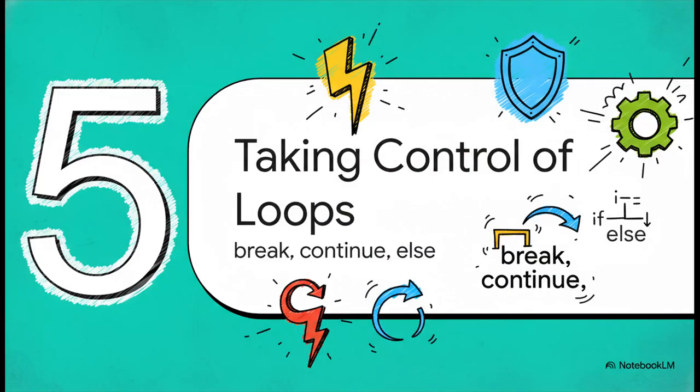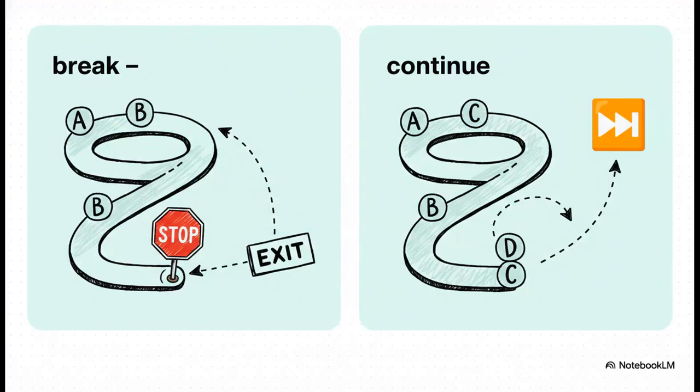All right, now that you've got the basics down, let's look at some power-ups. Python gives you these special commands to fine-tune your loop's behavior right from the inside. First up, we have break and continue. Think of break as your emergency exit. The second your code hits a break statement, the loop just stops dead in its tracks no matter what. It's perfect for when you're searching for something and you found it, no need to keep looking, right?